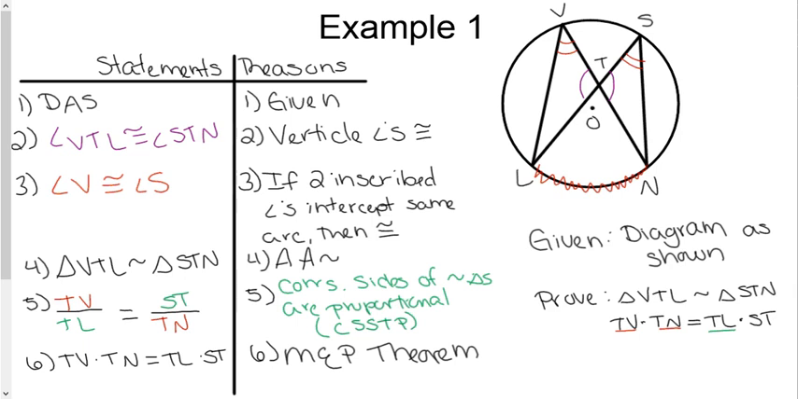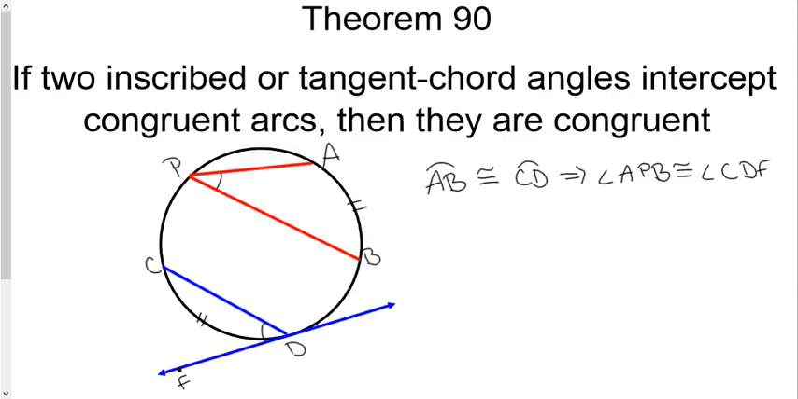Now, before you freak out thinking that, oh my gosh, these proofs are going to be so hard, that is actually the only proof out of this whole entire thing. So it's not so bad. But we do have more theorems we have to go through. So our next theorem says that if two inscribed or tangent chord angles intercept congruent arcs, then they are congruent.